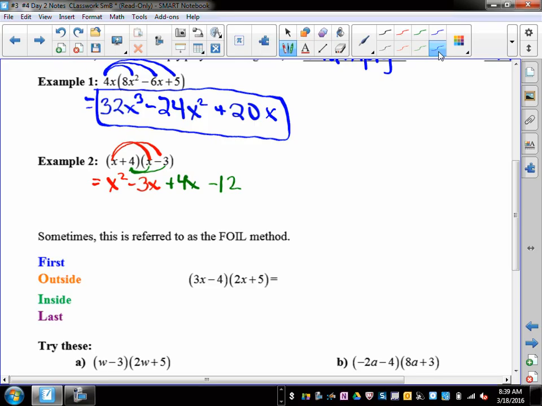Alright, what's my first term going to be for standard form? Good, x squared. Now we have a couple of terms here we can combine. What's negative 3x plus 4x? Okay, positive 1x, or just x. And then my last term, negative 12. And here's my answer.